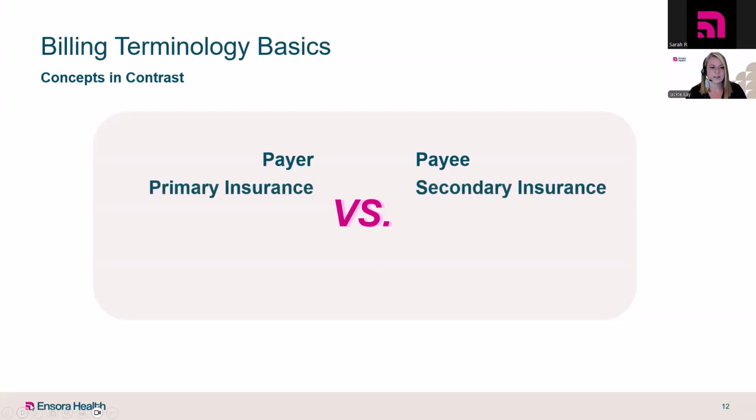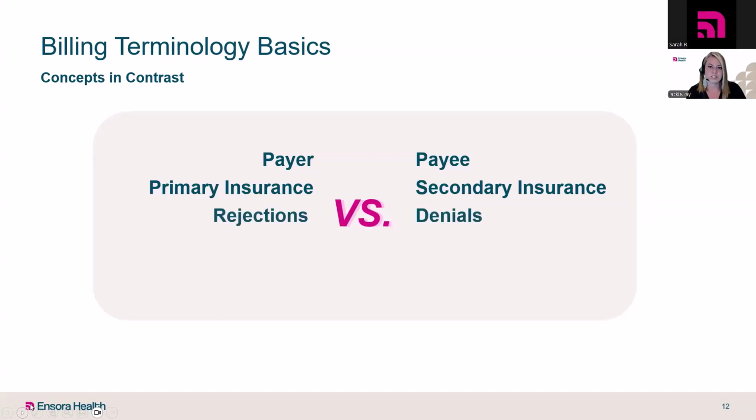Then we have primary insurance and secondary insurance. The primary insurance is the client's or patient's first insurance that is to be billed. Usually it's their own policy. Secondary insurance is usually a spouse or someone who has insurance as well, and they cannot be the primary insurance.